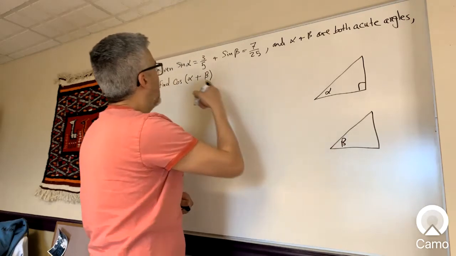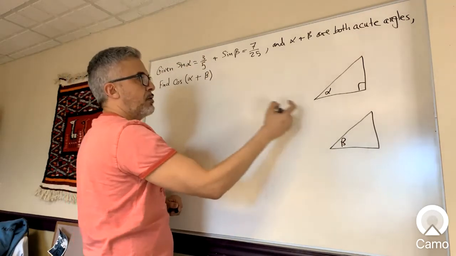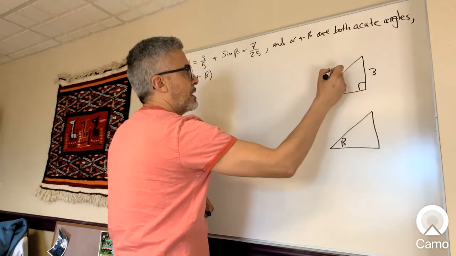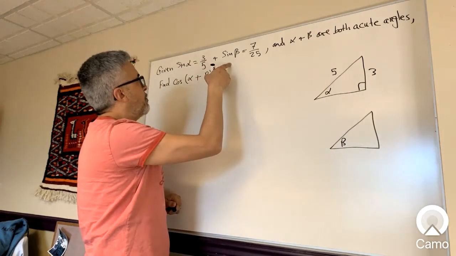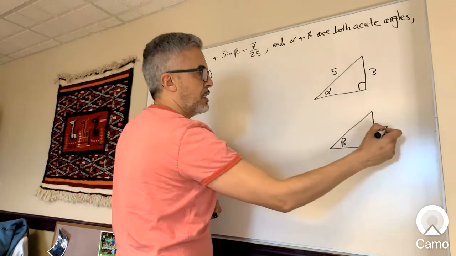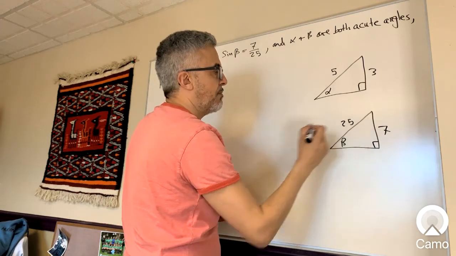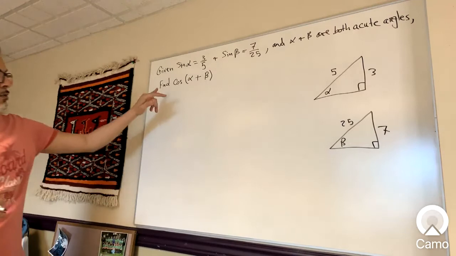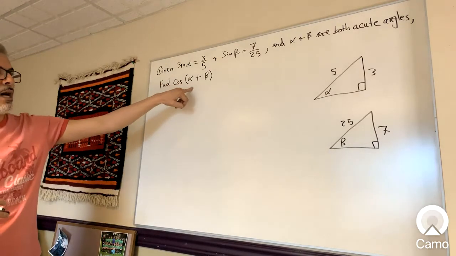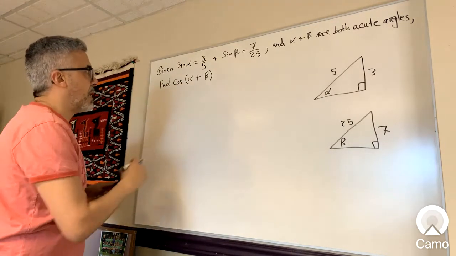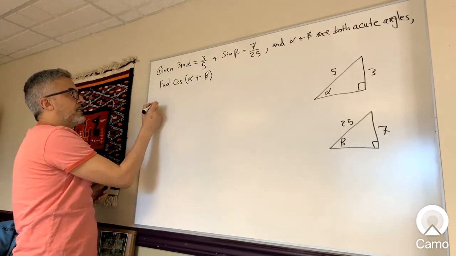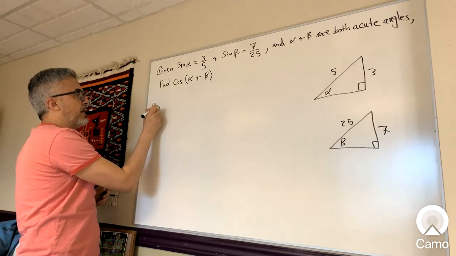So alpha, the sine is opposite over hypotenuse, so opposite is supposed to be 3, and that's 5. And sine beta also is given to you as opposite is 7, and the hypotenuse is 25. Now they want you to find cos alpha plus beta. So cos alpha plus beta, it's an addition identity, so I'm just going to expand it.